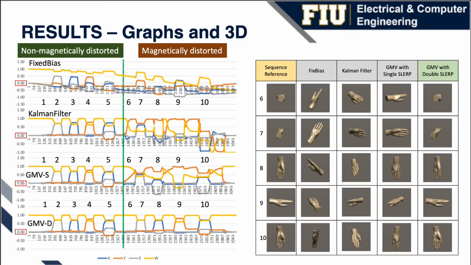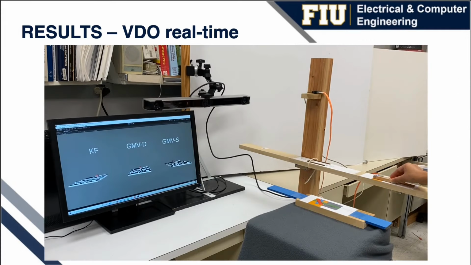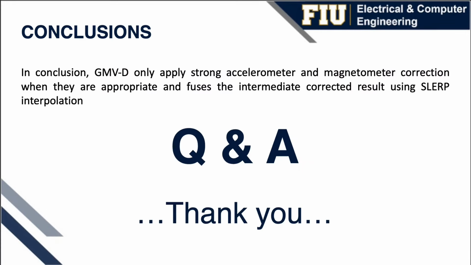Today, I will talk about the double SLERP gravity magnetic vector orientation collections, or we call it GMV-D, in a MARG module. The MARG module tracks orientation by accumulating angular velocity measured by the gyroscopes. This is known as dead reckoning.